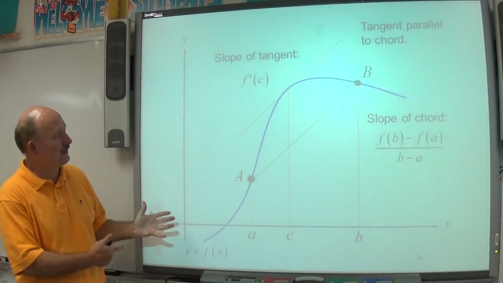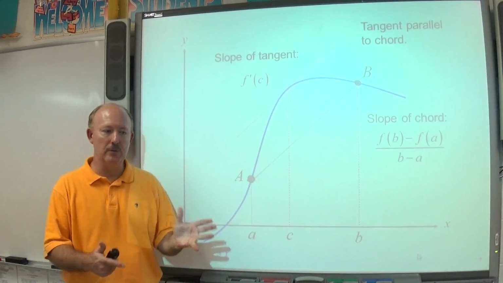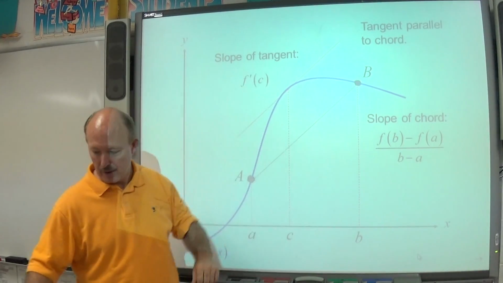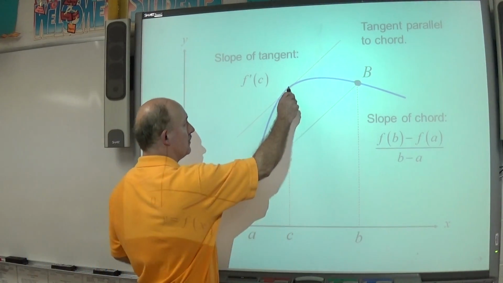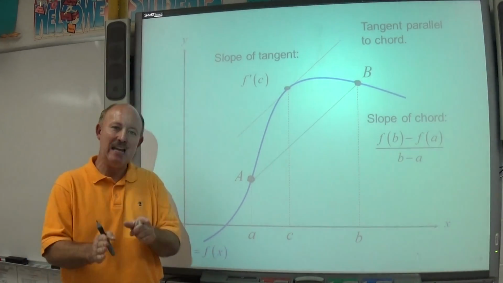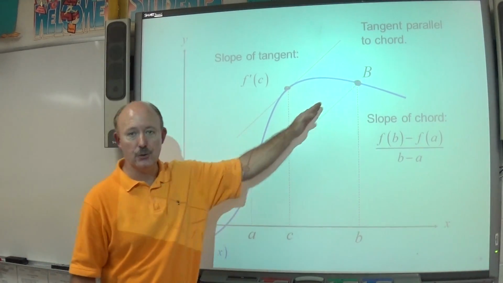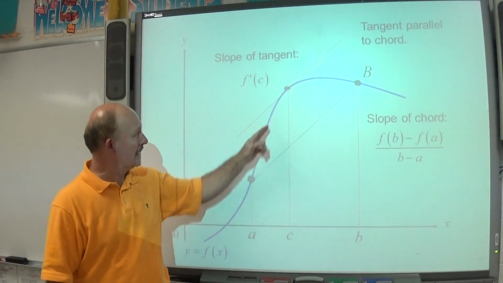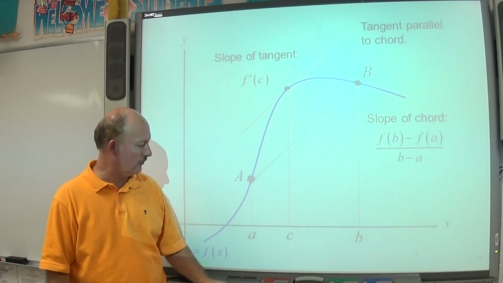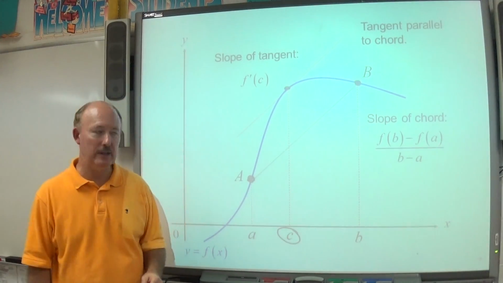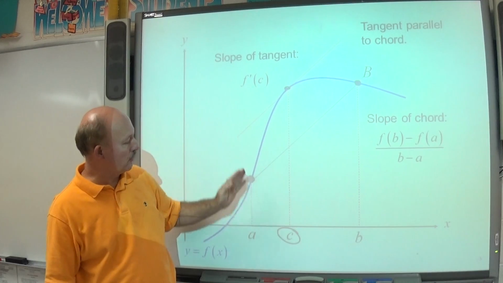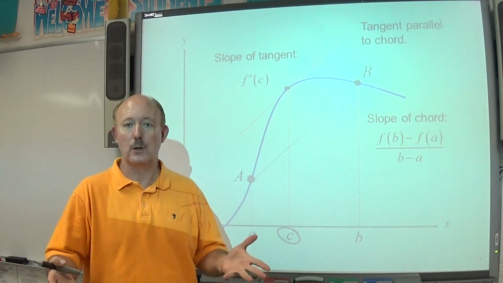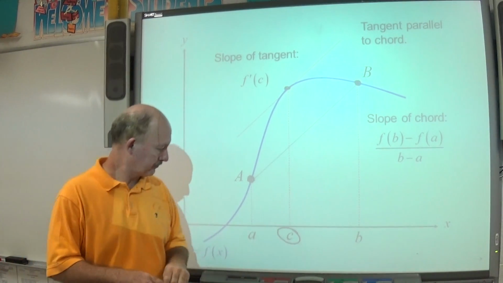So this illustrates what we're talking about with the mean value theorem. From point A to point B, there has to be some point on the curve, this point right here, where the slope of that tangent line is equal to the slope of the chord from point A to point B. That x value is right here, so this is point C. At point C, with x equal to c, the slope of your tangent line is going to equal the slope of that chord. This is what the mean value theorem says.